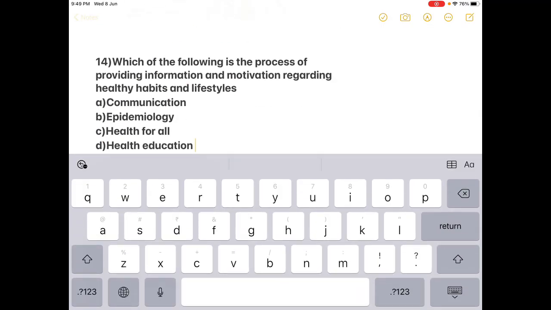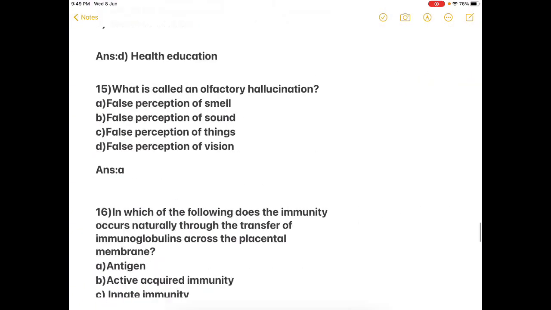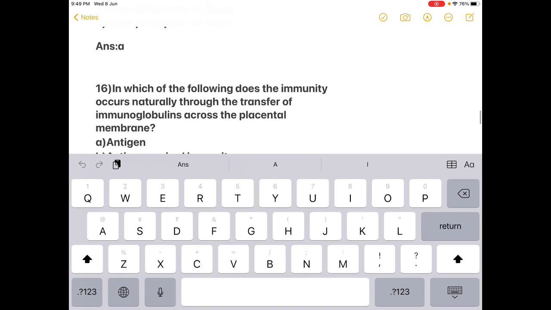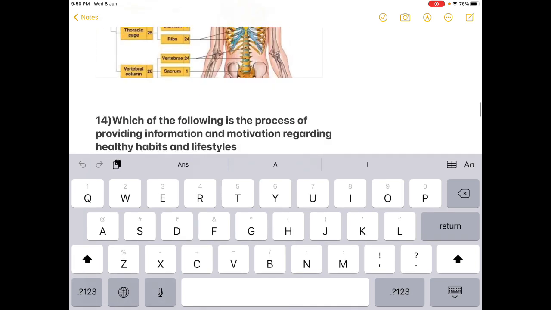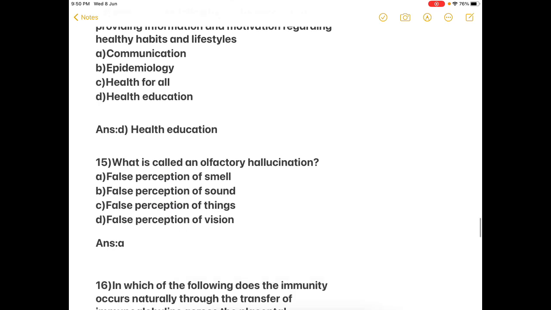Which of the following is the 14th question? Yes, which of the following is a process of providing information and motivation regarding healthy habits and lifestyle? This is a very common simple question. Option A communication, option B epidemiology, option C health for all, option D health education is the correct answer here.